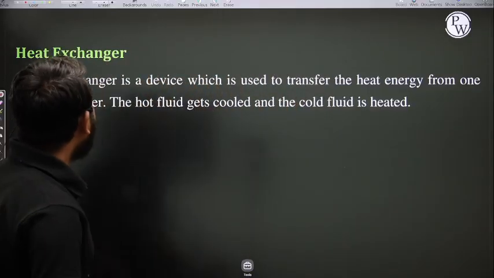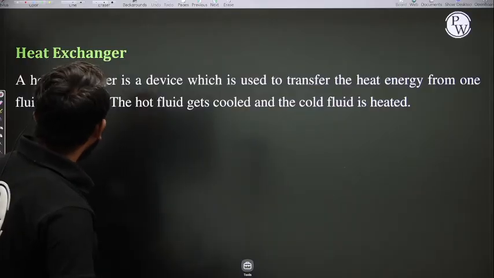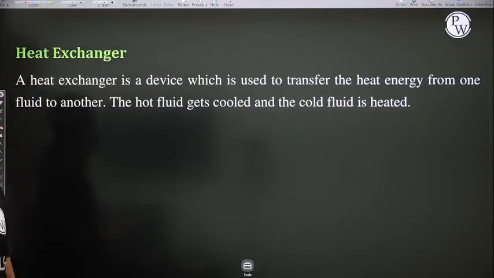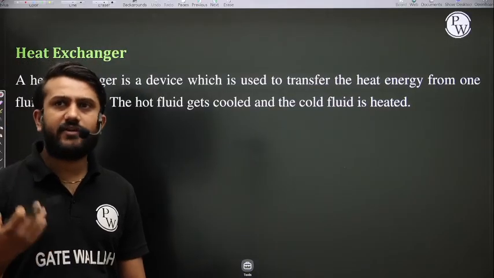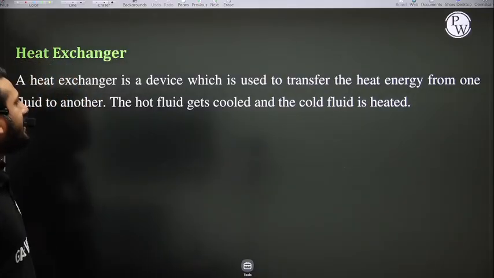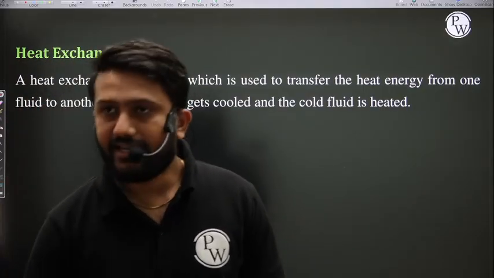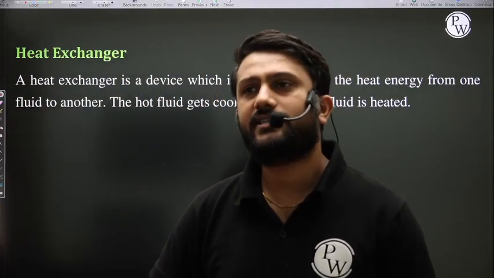Now see, the heat exchanger is a device which is used to transfer heat energy from one fluid to another fluid. One fluid is hot, the other fluid is cold. The hot fluid gets cooled and the cold fluid is heated. So this is a simple definition of the heat exchanger.